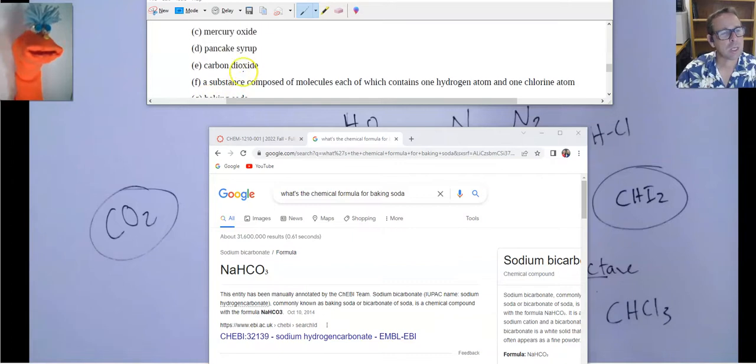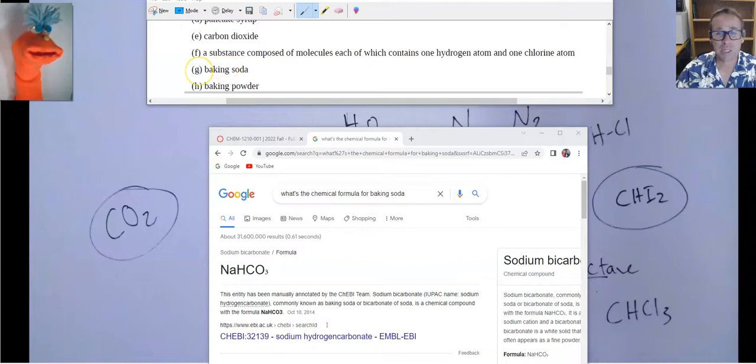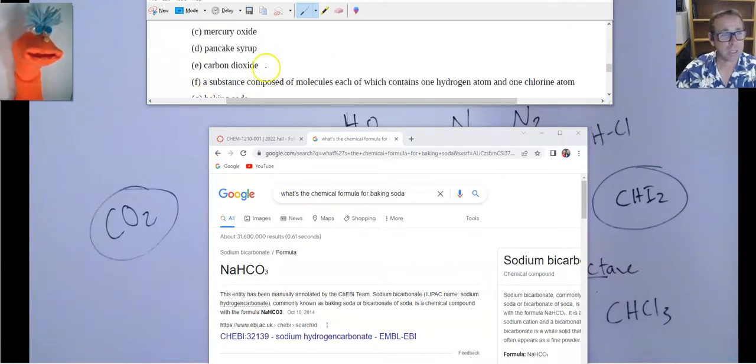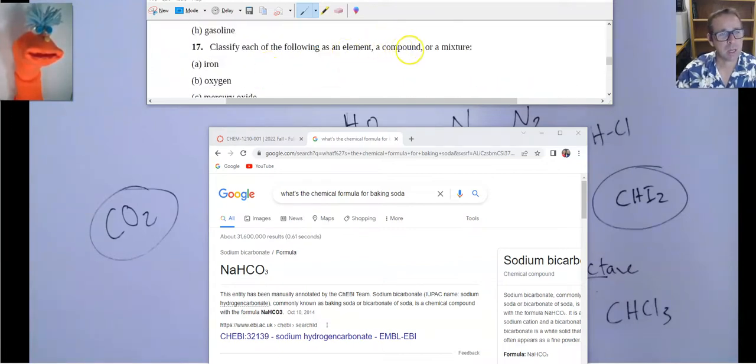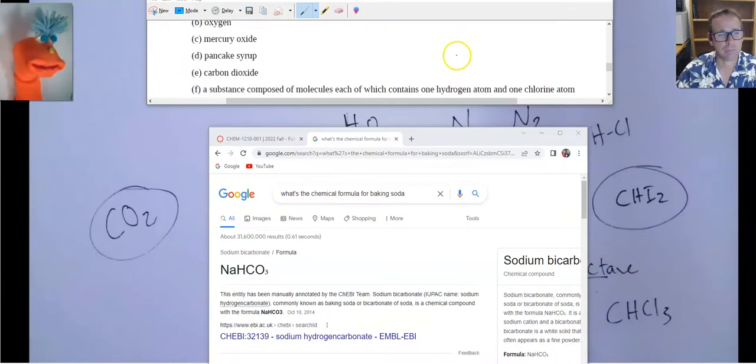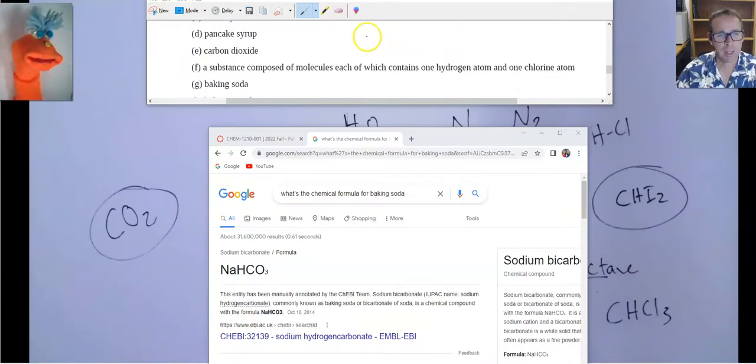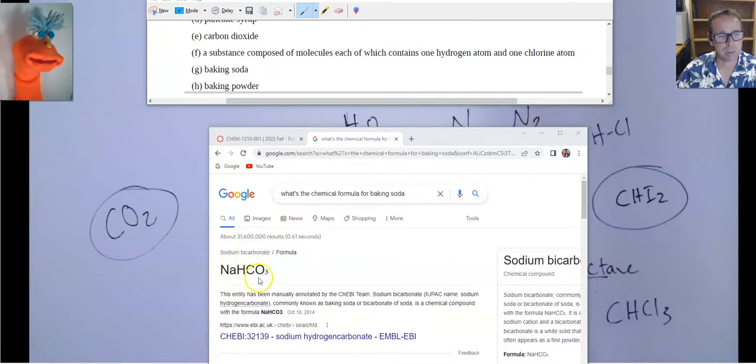So we're on number 17G, baking soda. What do you think? Baking soda, is it an element, compound, or mixture? That's the chemical formula there, right? Yeah, okay, so baking soda has a chemical formula. So it is a compound, right? Yeah, that looks right. Okay, so sodium, hydrogen, carbon, and oxygen are the different components in baking soda.